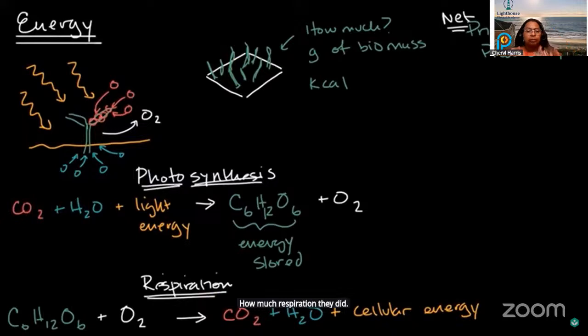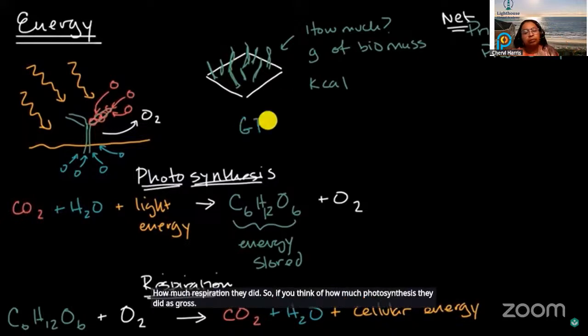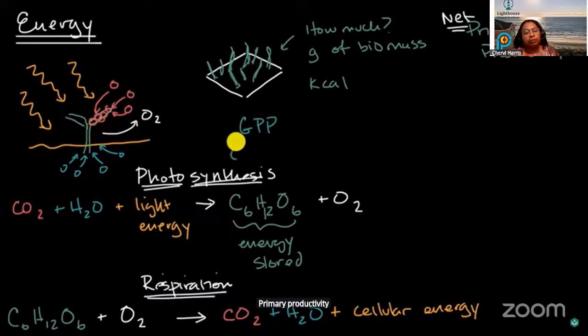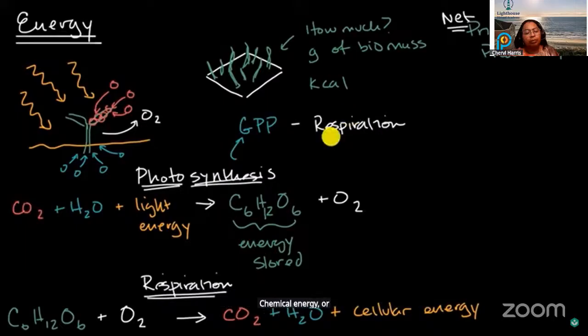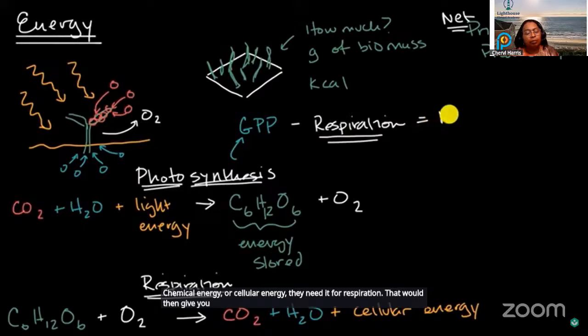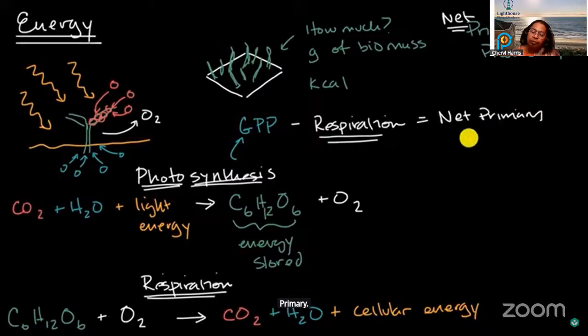So if you think of how much photosynthesis they did as gross primary productivity, so that's the total amount of photosynthesis, and then you subtract out the amount of energy, chemical energy or cellular energy they needed for respiration, that would then give you the net primary productivity.